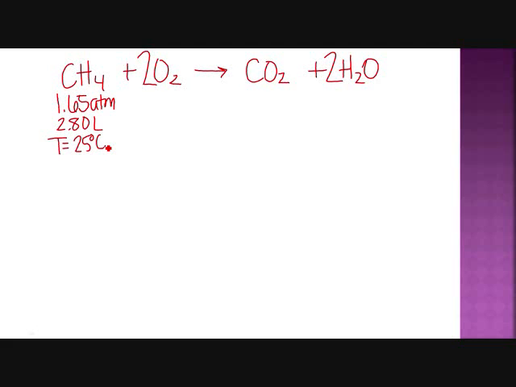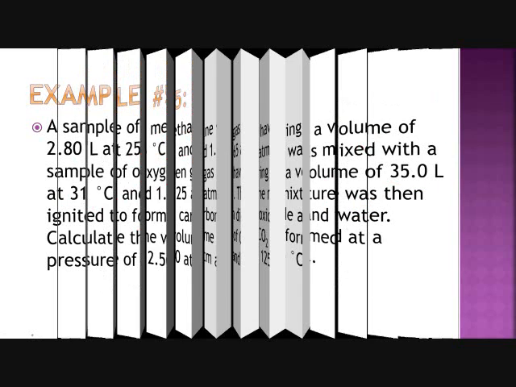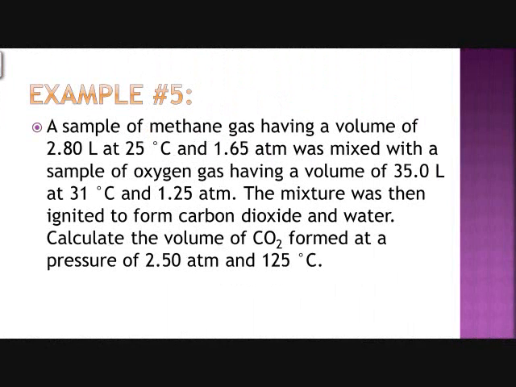Then the next set of numbers we have is for oxygen gas, which has a volume of 35 liters at 31 degrees Celsius and a pressure of 1.25 atmospheres. So under the oxygen, I know that the pressure is 1.25 atmospheres, the volume is 35.0 liters, and the temperature is 31 degrees Celsius. But there's still more numbers.